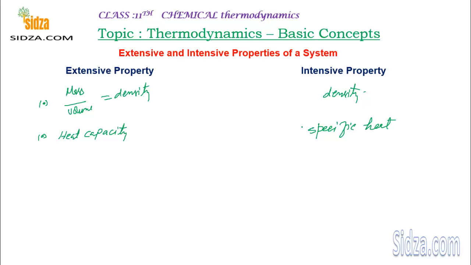It's very interesting to note here that an extensive property may become an intensive property by specifying the unit amount of the substance. Just like we have heat capacity, which is an extensive property, and specific heat. Basically, specific heat is the heat capacity of a unit substance, right? That is an intensive property. Hope you got it.